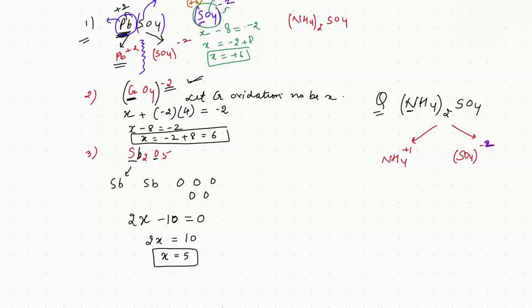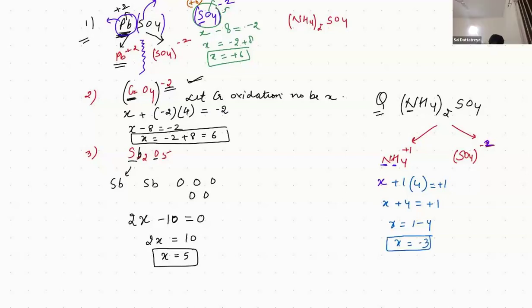So let our nitrogen's charge be, let's say, x. And what would be hydrogen's charge? Hydrogen's charge by rules is +1, but there are 4 hydrogens, so +1 times 4 is going to be +4. So here it is going to be x plus 4 equals +1. So x is going to be 1 minus 4, so x is going to be -3. Did you understand? So here nitrogen's charge is -3.